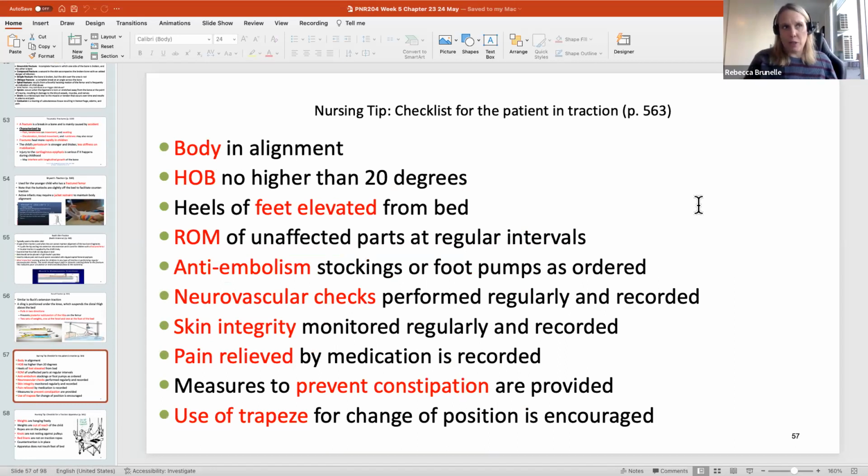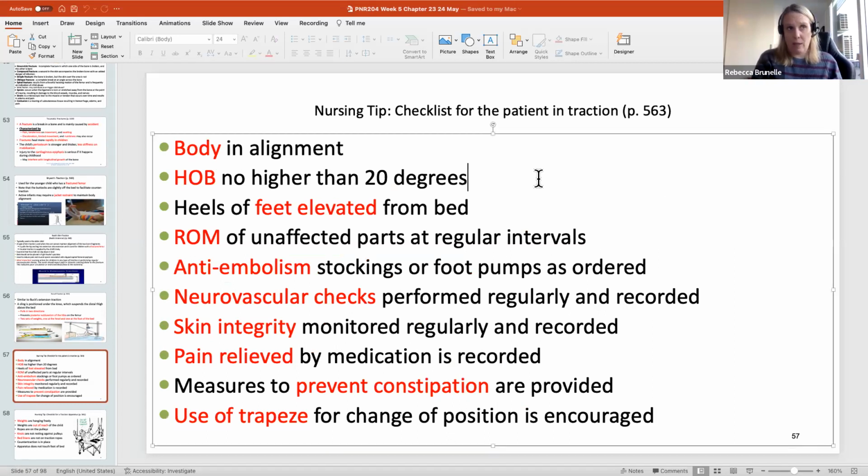General things that you need to remember: if they're in traction for their legs, they can never have the head of the bed higher than 20 degrees. If the head of the bed is more than 20 degrees, that's going to cause the lower extremity that you're trying to pull back into place to be out of alignment. And they're never going to be totally flat, so their heels are going to be elevated a little bit. You need to make sure that you're doing range of motion on the unaffected legs. You don't want them developing problems in their other extremities that aren't in traction.